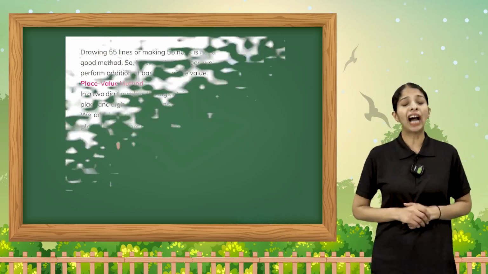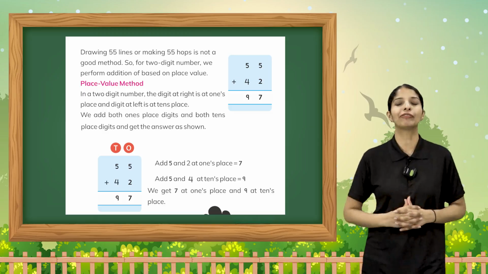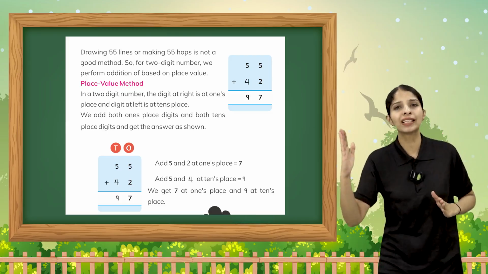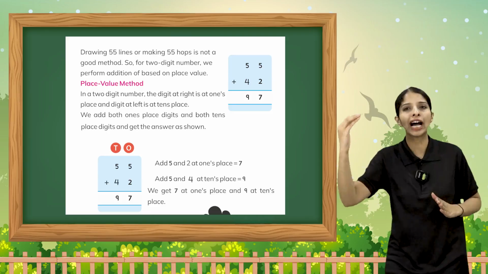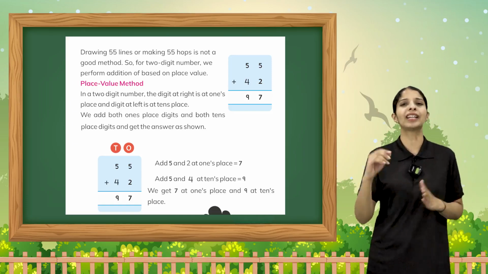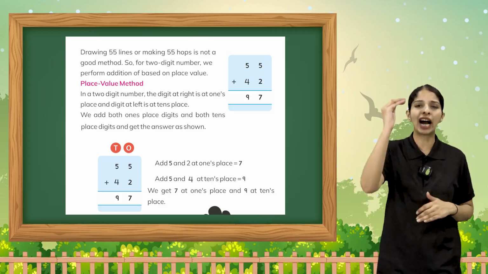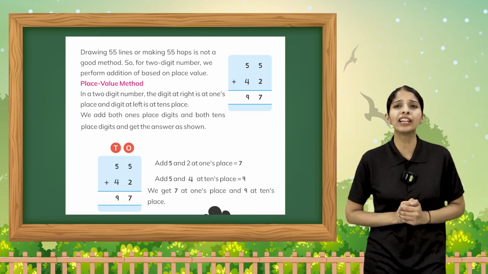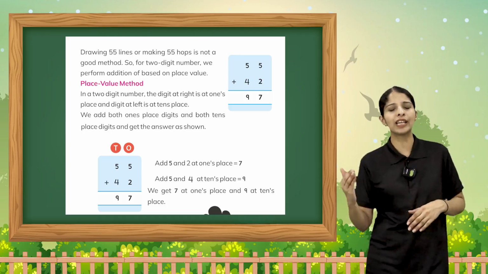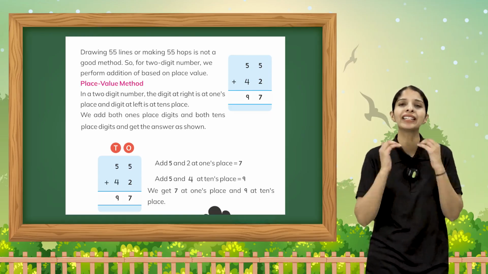Now in your book, one example is given. Let's take that example. You have to add 55 plus 42. The digits at the ones place are 5 and 2. So you will do 5 plus 2. That is 7. So you write 7 at the ones place. Now at the tens place, the digits are 5 and 4. When you add 5 plus 4, it is 9. So your answer is, at the ones place we have 7, at the tens place we have 9. So your answer is 97.